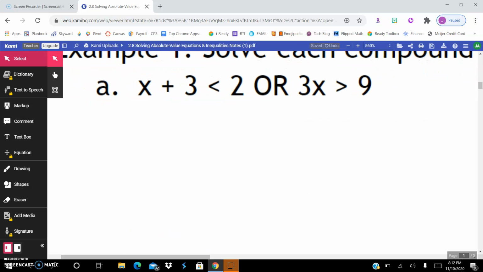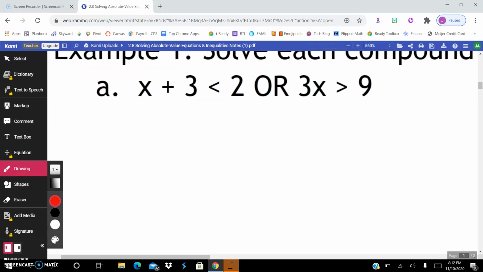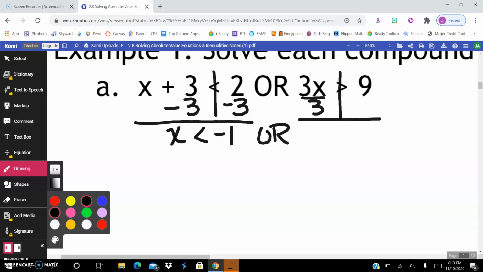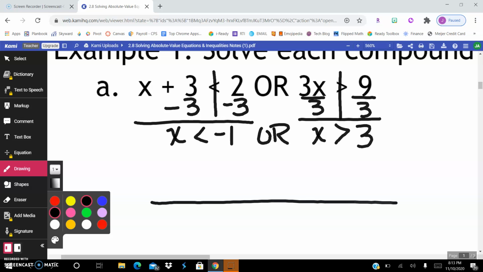So in order to solve this, we're just going to have two different problems that we have to do. So for this one, we're going to add 3 on both sides. And we're going to have x is less than 2 minus 3, which is -1. Bring down the word or. And then for this one, we're going to divide by 3. So we're going to have x is greater than 3. And then we have to graph this.